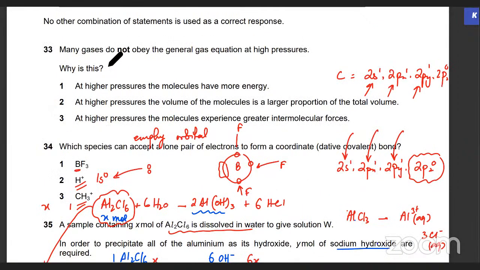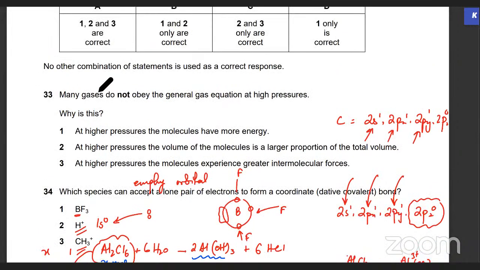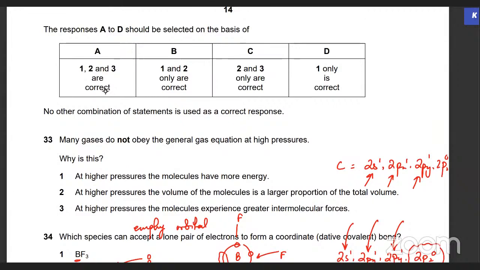The next one is, many gases do not obey the general gas equation at high pressures. Why is this? What's wrong with high pressures? What happens at higher pressures? Remember, the general gas equation is PV equals nRT, which is your ideal gas equation. What this equation states is that pressure is inversely proportional to volume. So if you keep on increasing pressure, the volume should keep on decreasing, right?